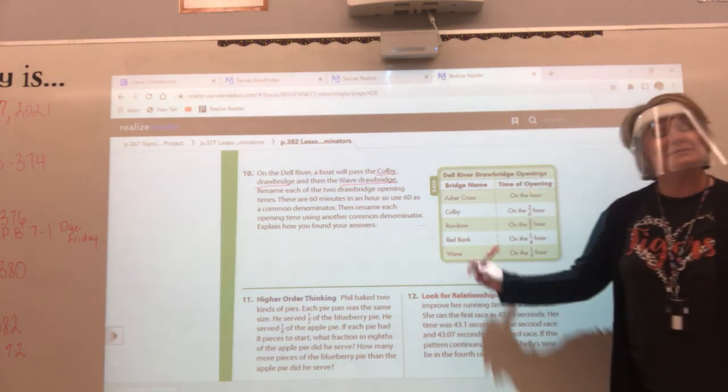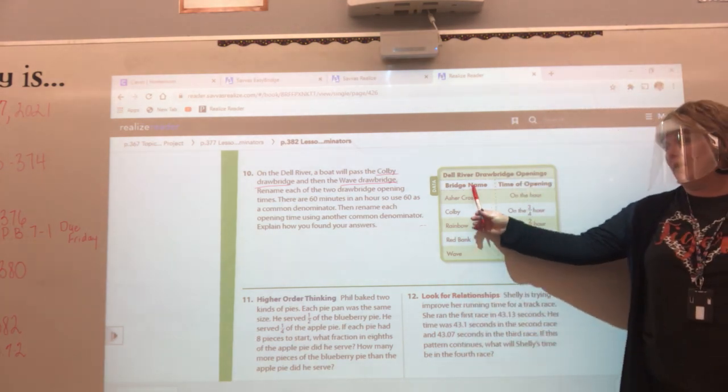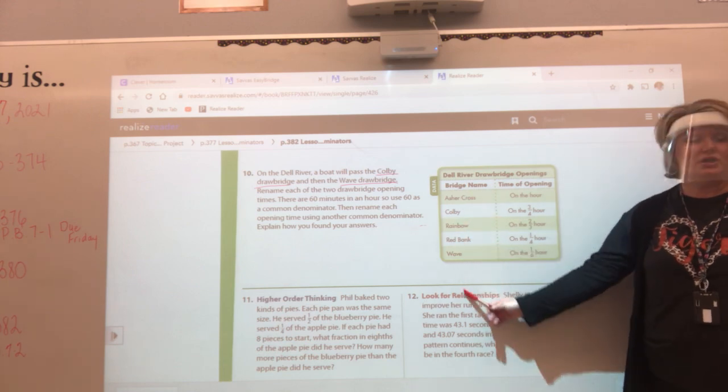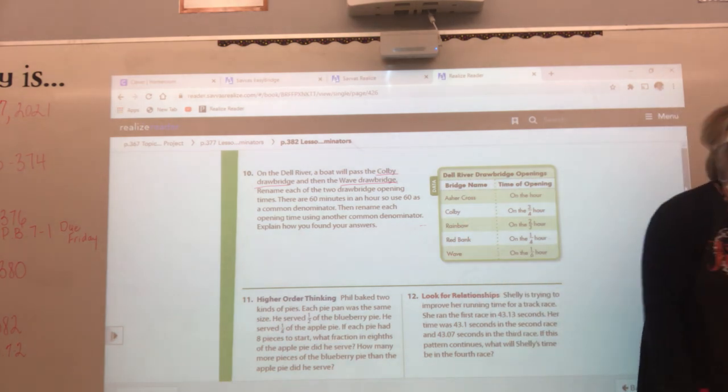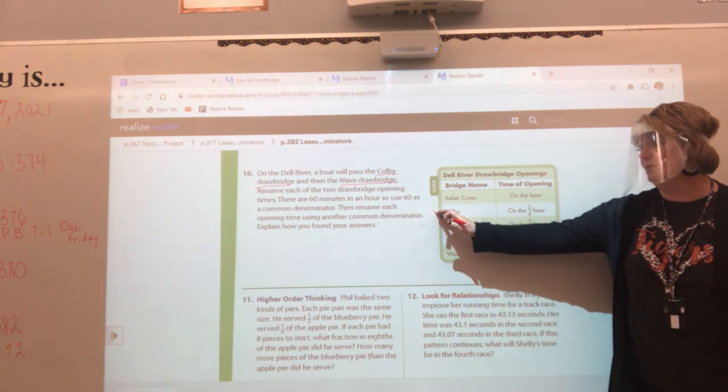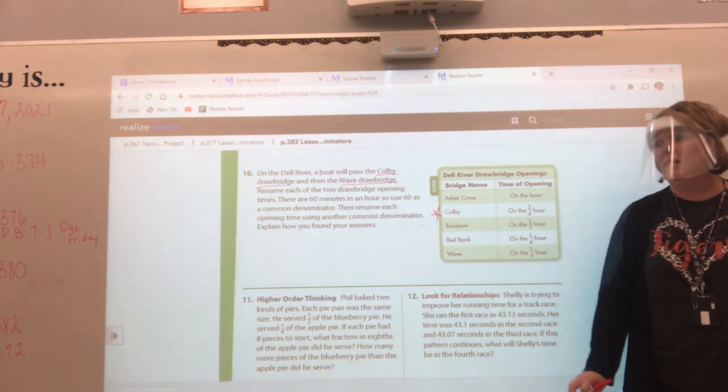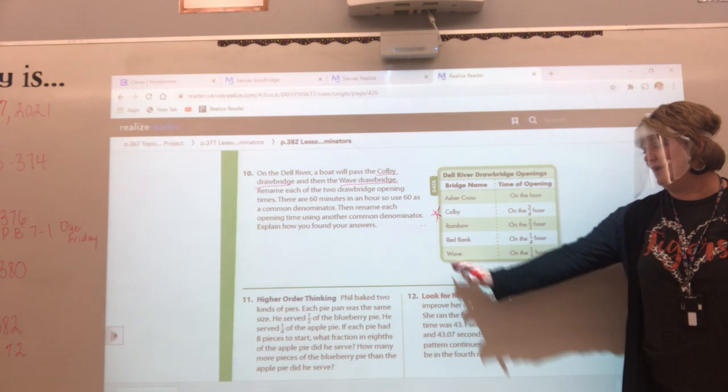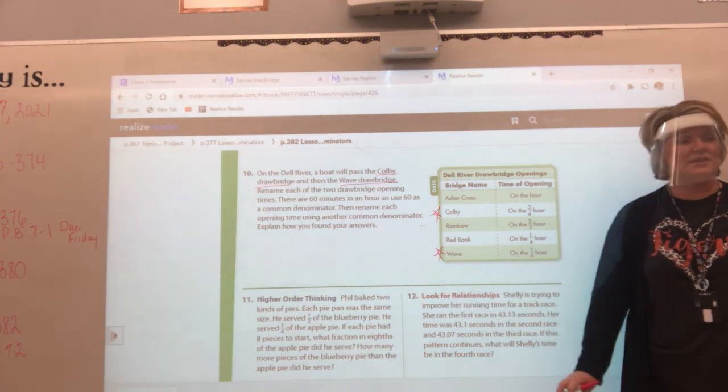You want to know why? Because look over here at your chart. There's a whole bunch of bridge names on here. There's only 2 that we need. What 2 do we need? Tell me again. Colby, put a star by that. And what else? Wave, put a star by that. That's the only 2 we need.